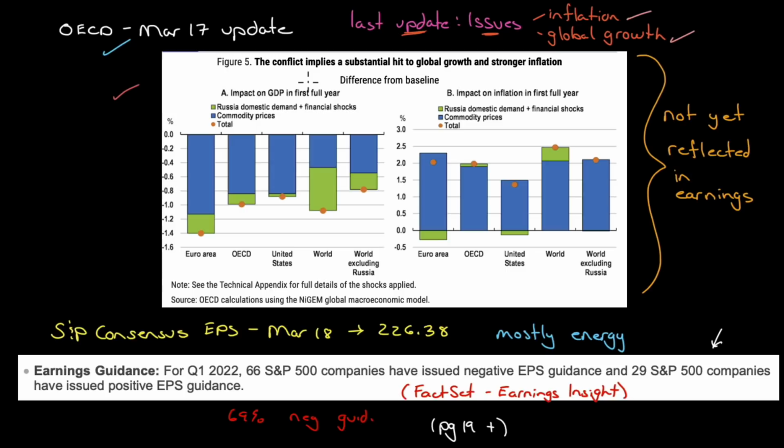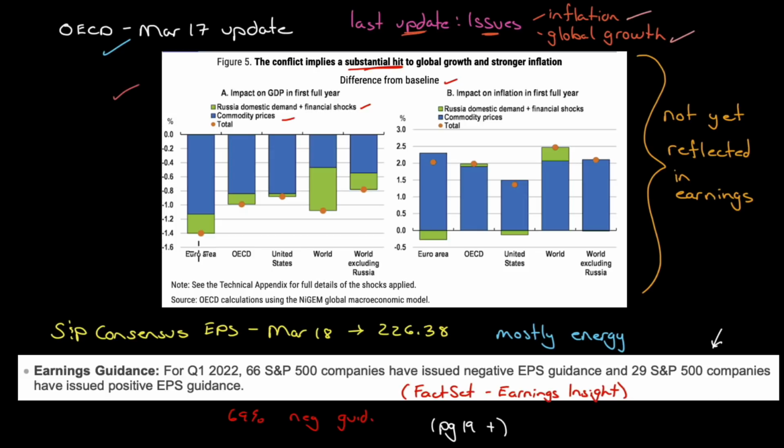The conflict implies a substantial hit to global growth. When you see that word, not a hit and not a downward, a substantial hit to global growth and stronger inflation. And this is the difference from the baseline that they originally had. This is just the incremental difference because this thing is going on. They break it down into the impact that higher commodity prices will have, and the impact that Russian domestic demand and financial shocks to the Russian economy will have as well.